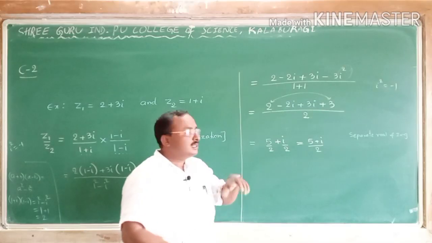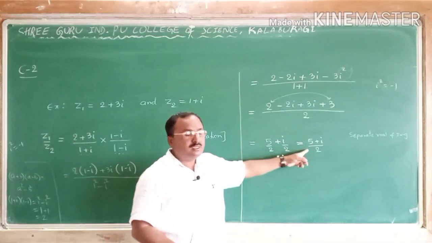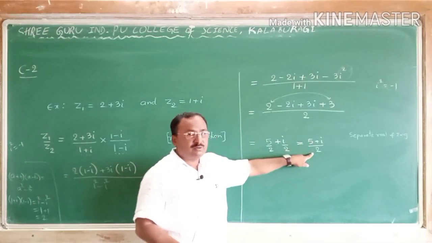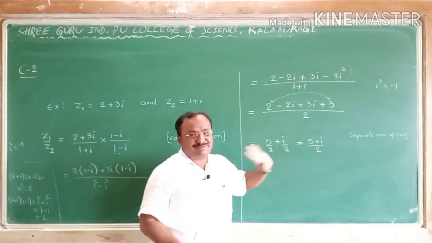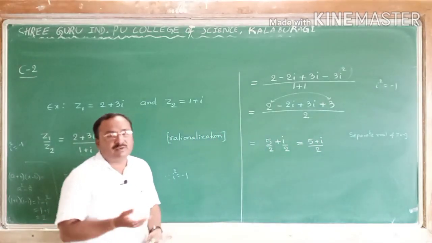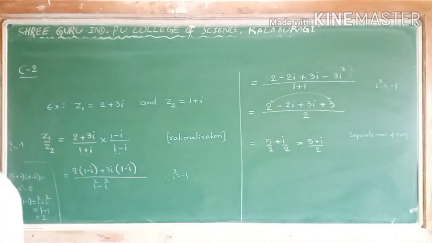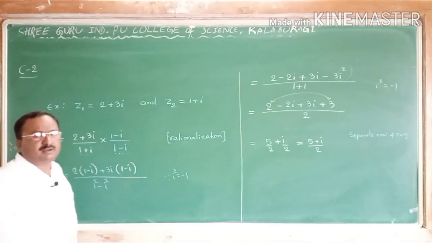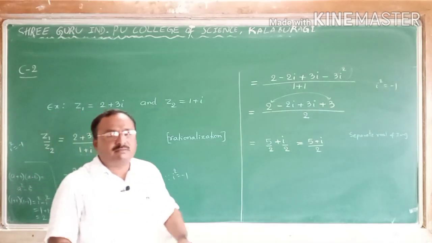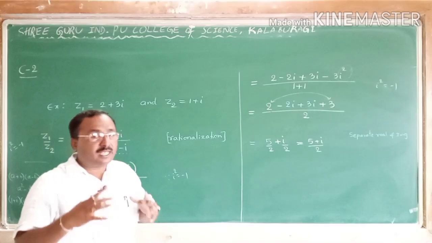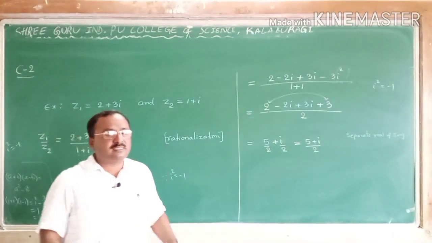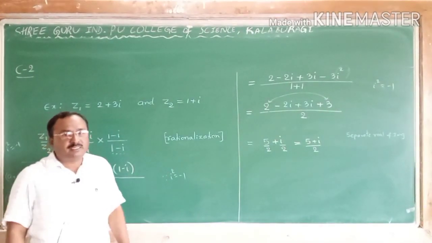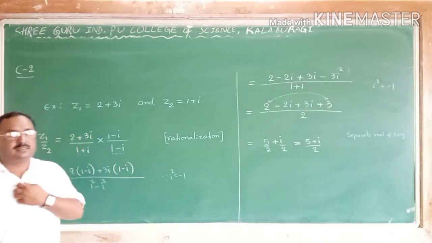Suppose the question asks to write the real and imaginary parts of this. The real part is 5 by 2. The imaginary part is 1 by 2. Next, the basic concepts of complex numbers are complete. Next class, we start the exercises in 5.1.